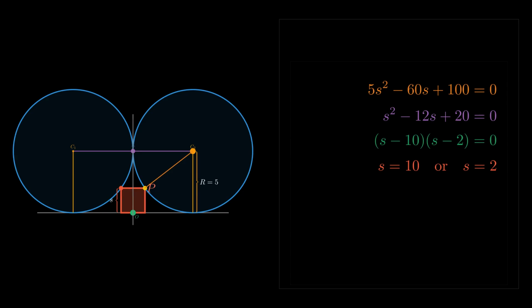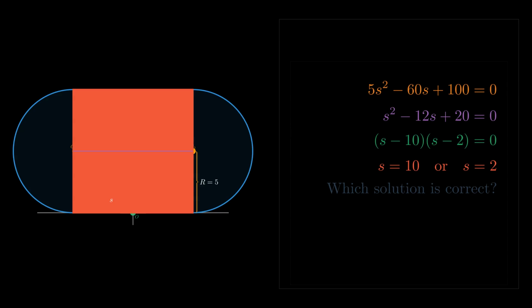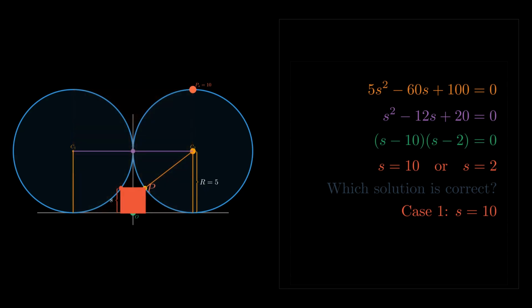A non-rigorous approach might simply discard one answer. We will analyze both. Consider the case where s equals 10. The top right vertex would have coordinates (5, 10). Let's analyze this geometrically. For the right circle, centered at (5, 5) with a radius of 5, the point (5, 10) lies at the very apex of the circle. This root corresponds to a different valid configuration, a larger square touching the tops of the circles, but it is not the one described in the problem. Therefore, s equals 10 is an extraneous root for our specific problem.